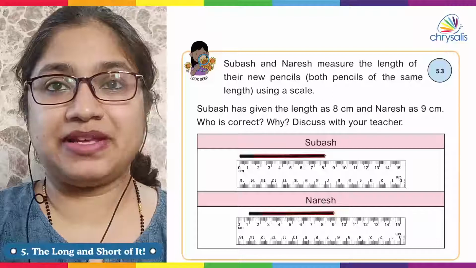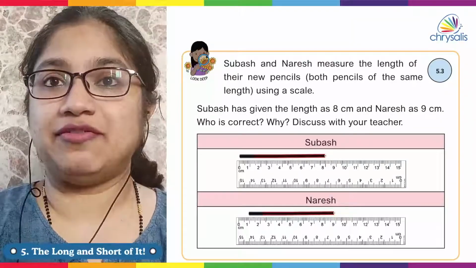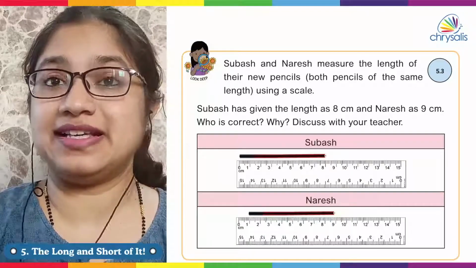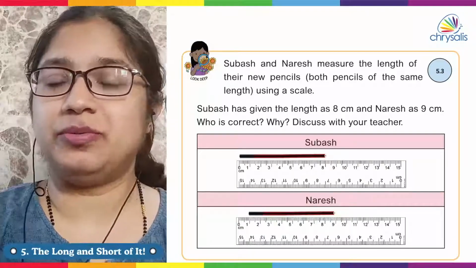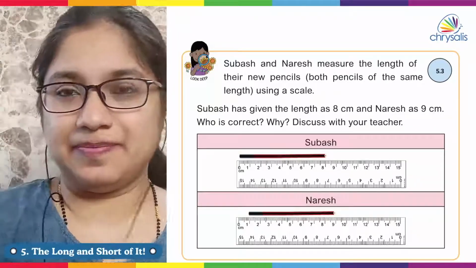After class, try measuring the length of your desk using a ruler and then ask your parent to measure the same. Observe the measurements. Now let's work on Look Deep activity 5.3. If you have your studio, open page number 96, or if not, you can use your notebook and write down activity number 5.3 to do this activity.